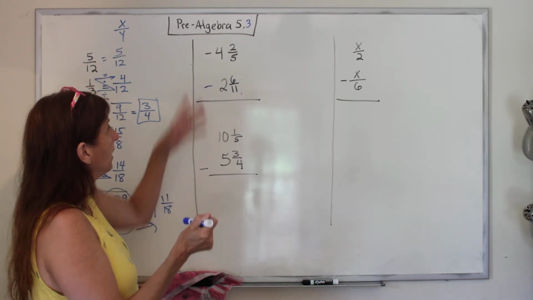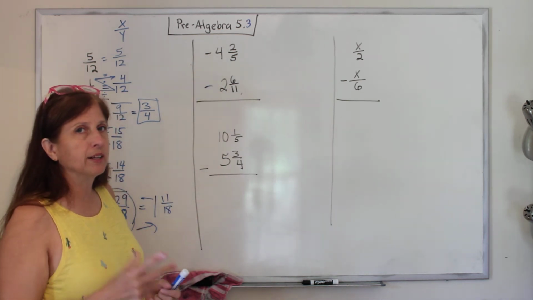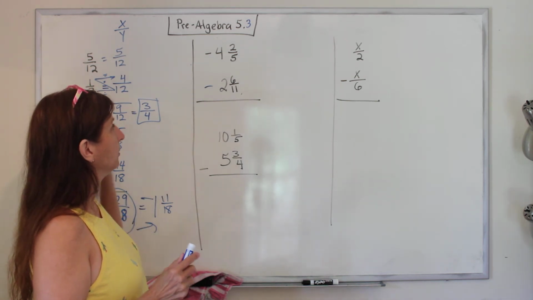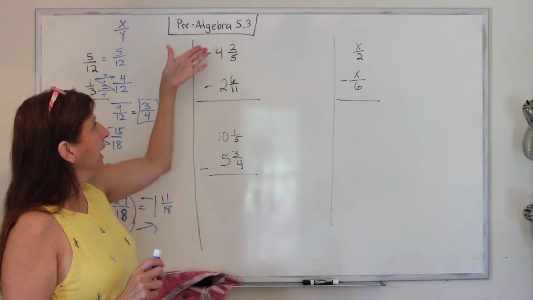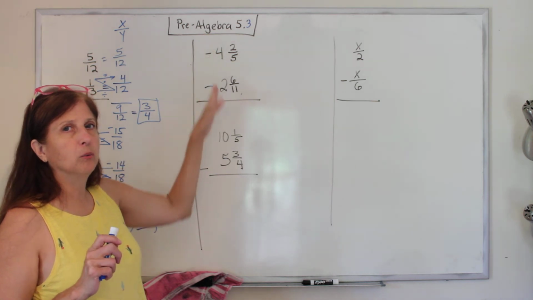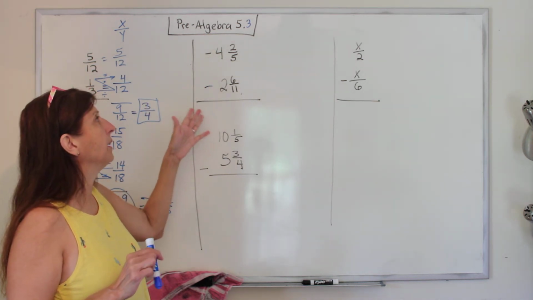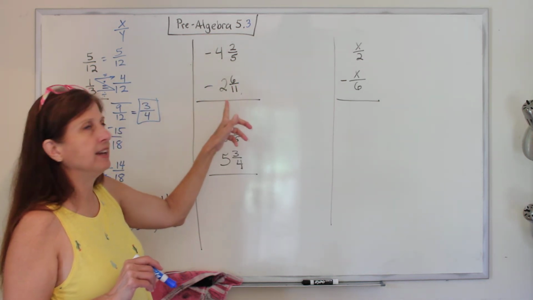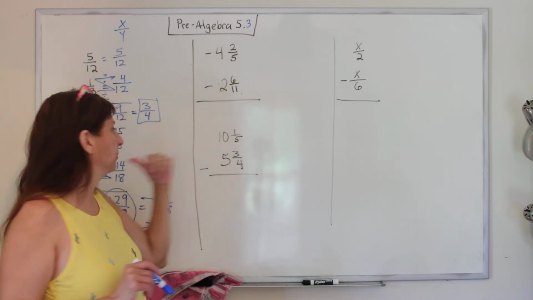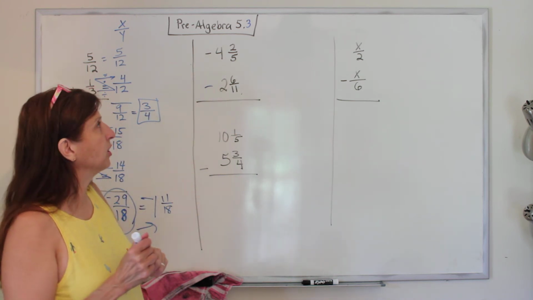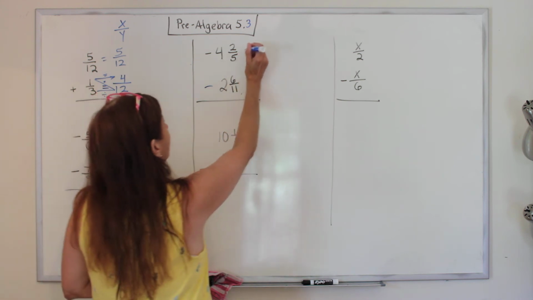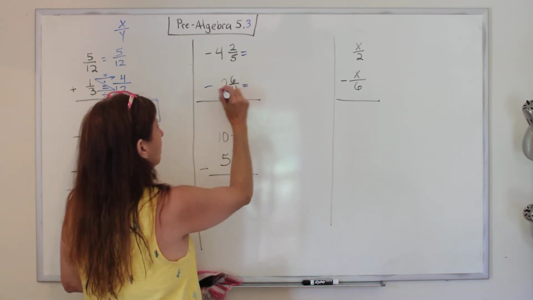Now when you have a mixed number, there's two ways we can do it. Either we can do it the way we've been doing it, and we might have to end up borrowing with the whole numbers, or we can turn both of these into improper fractions and do it the way we've been doing it. I'll show you both ways. So I think I like the borrowing way better.